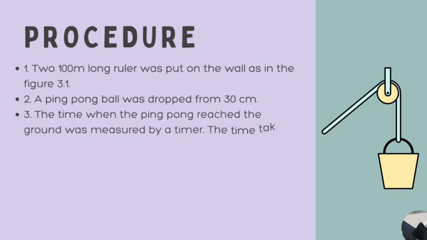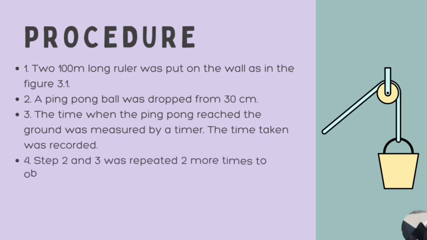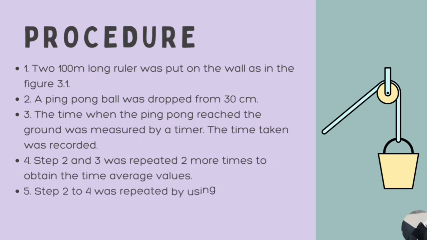Second, a ping pong ball was dropped from 150 meters. Third, the time when the ping pong ball reached the ground was measured by a timer. The time taken was recorded. Fourth, steps 2 and 3 were repeated 2 more times to obtain the average values. And lastly, steps 2 to 4 were repeated using different heights of fall.